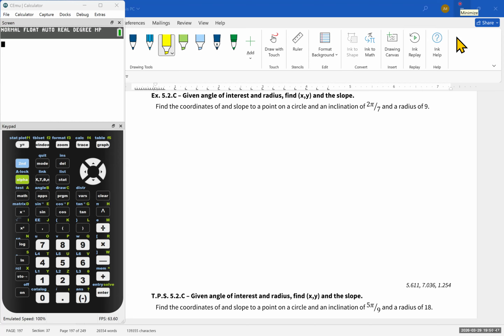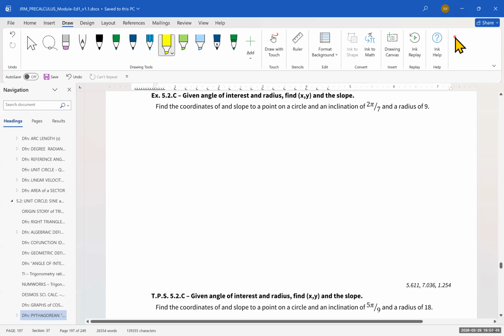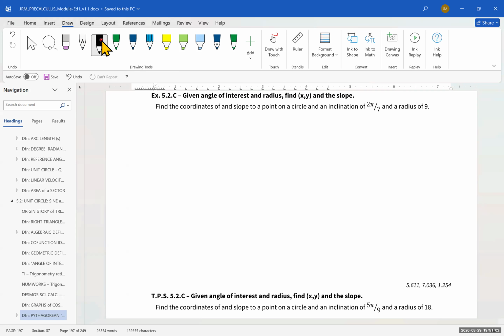Okay, so let's look at a different style of problem. Given an angle of interest and a radius, find the x and y coordinates at the point where the terminal side and the unit circle intersect, and the slope of the terminal side. All right, so what we've got: find the coordinates of and slope to a point on the circle with an inclination of 2 pi over 7 and a radius of 9.